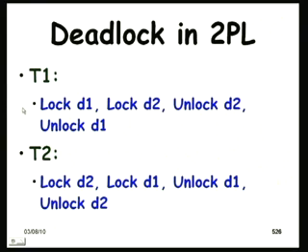Deadlocks can arise, and there are very simple examples of deadlock in 2PL. Transaction T1 needs to lock D1, then lock D2, then unlock D2 and unlock D1, but T2 needs to lock D2 and then lock D1, then unlock D1 and unlock D2. Suppose T1 first locks D1 and T2 locks D2, then they are deadlocked. Neither T1 nor T2 can make progress, each waiting for the other to release a lock.